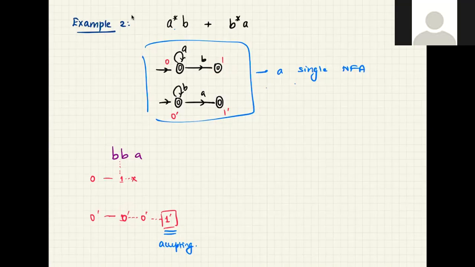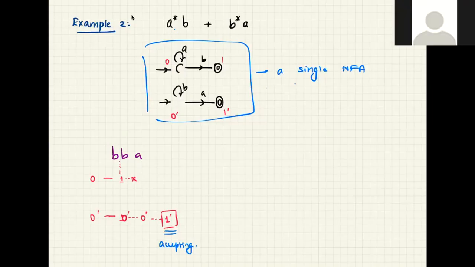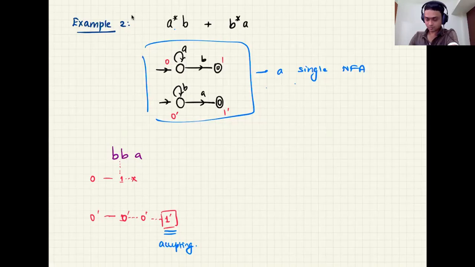Yes, this is also accepting the empty string. Sorry, this initial state should not be made an accepting state. You're right, thank you. The initial state should not be accepting; you should see at least one letter.